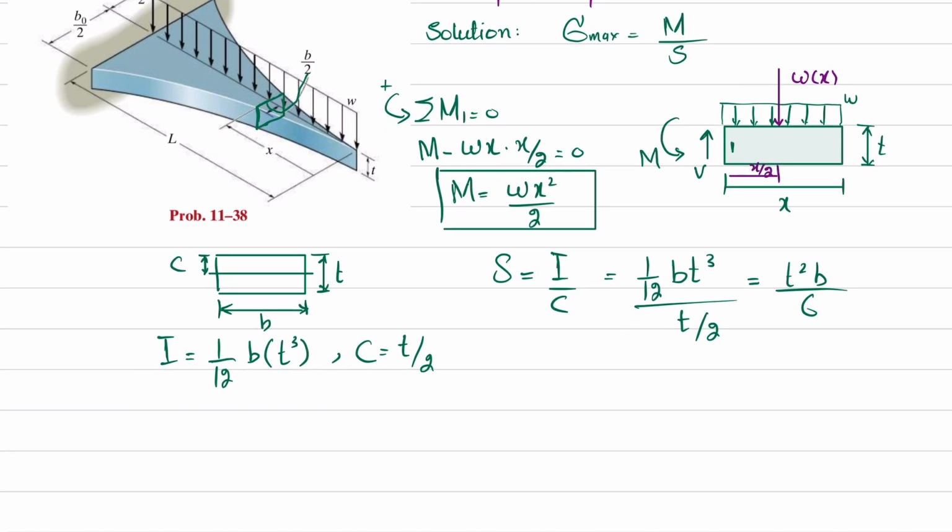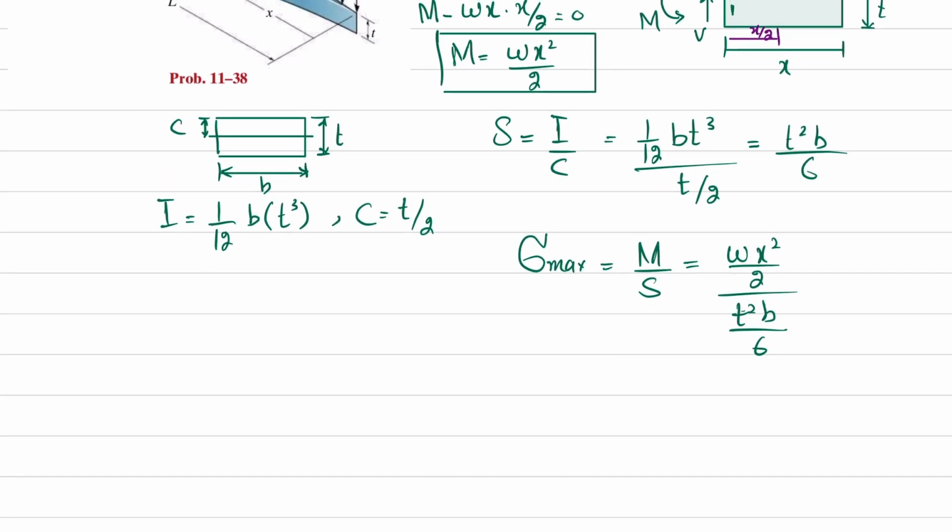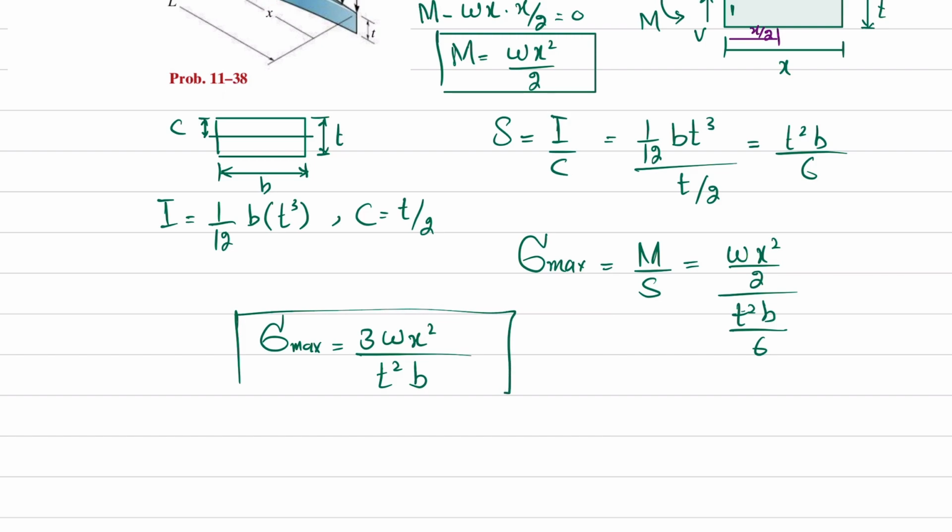Now you have the section modulus and the moment as well, so you can find the maximum stress as M over S. So M is Wx square over 2 divided by S, which is T square B over 6. Upon further simplification, you will get maximum stress equal to 3Wx square over T square B. So this is your equation number 1, and that is the bending stress at a distance of x.